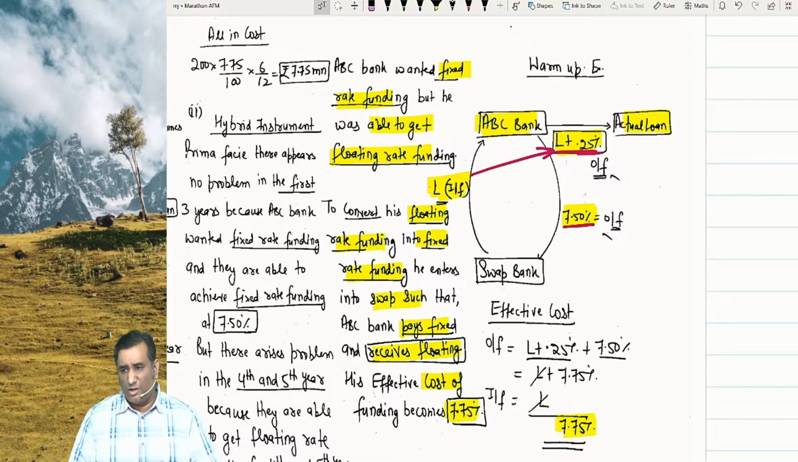How many year swap is mentioned? How many year loan was there? 5 year. 5 year, na? Okay.